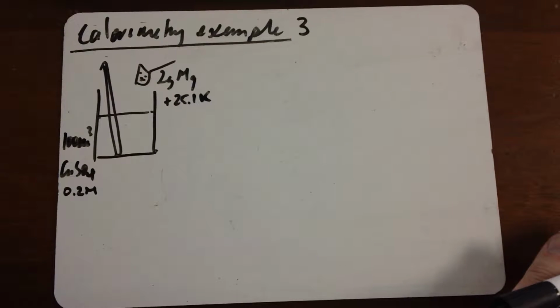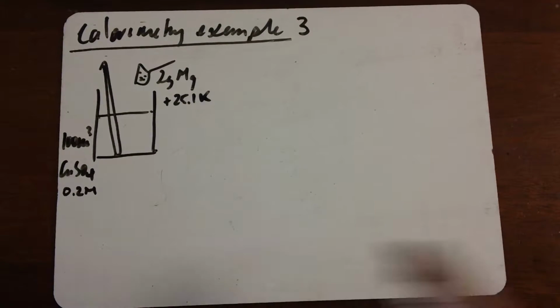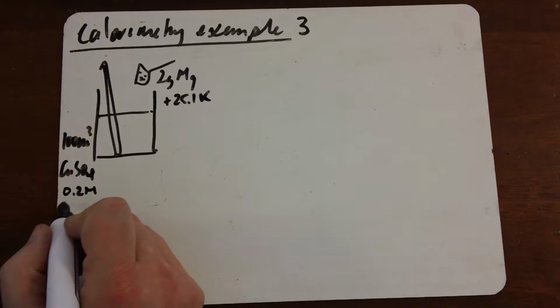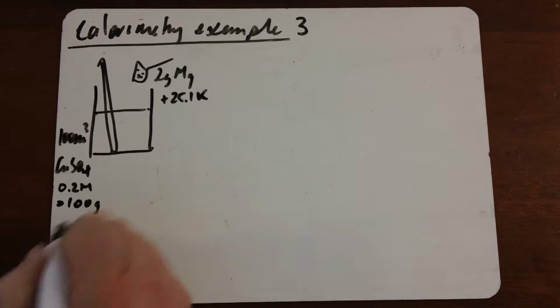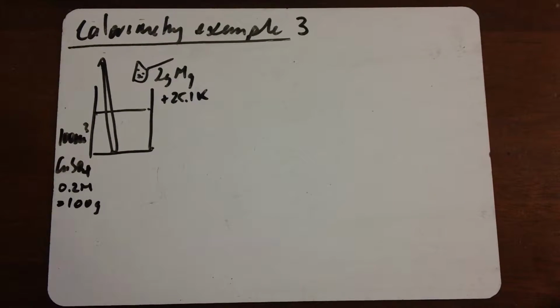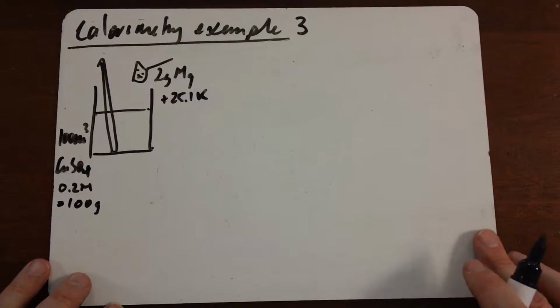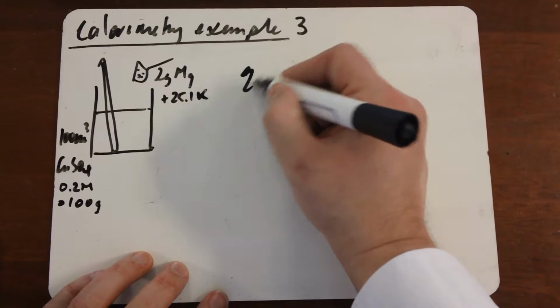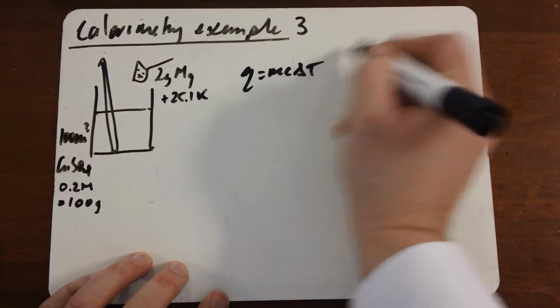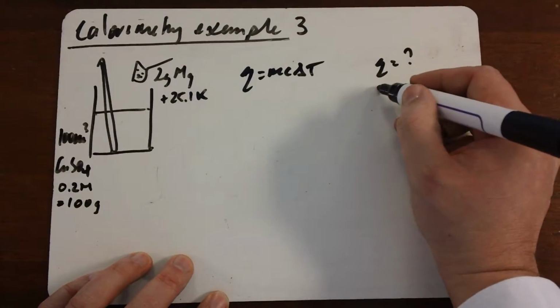Assume that the density of the solution was 1 gram per centimeter cubed, so that means that straight away we can convert this into 100 grams. The specific heat capacity is again 4.18. Ignore the heat capacity of the metals. So again, straight away, Q is equal to mc delta T. Let's list them, trying to work out that one.